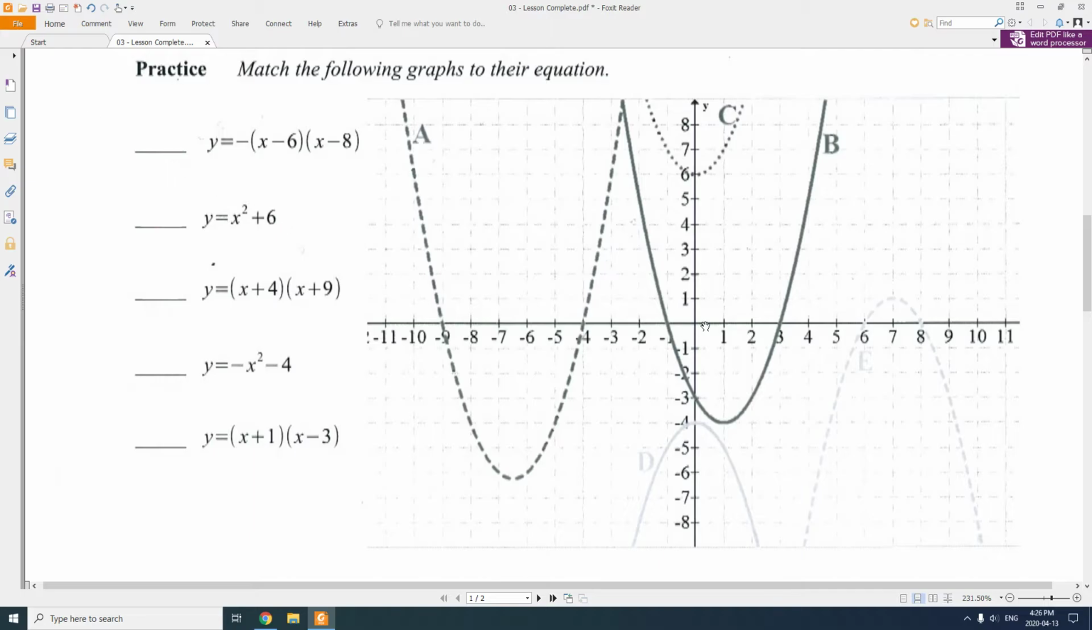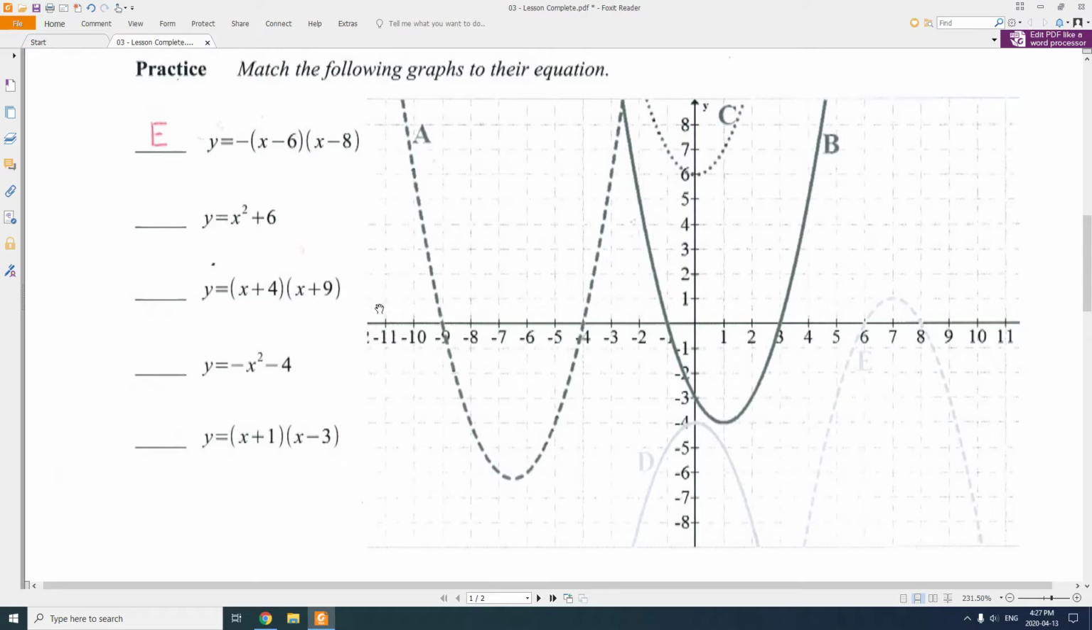All right, hopefully you had a chance to match some of those up. Let's look at our first one. So first one, I notice there is a negative out front, so it needs to open down. I notice it's factored form, so it should have x-intercepts of, switching my signs, +6 and +8. So in this case, x-intercepts +6, +8, opening down, that guy's got to be E.